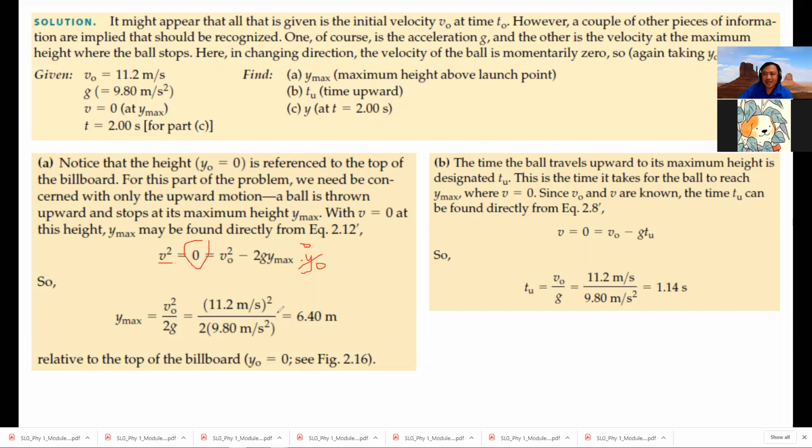And of course, you can cancel out units. So you're expected to have meters because you're asked about the maximum height. And it's 6.40 meters. Okay, so the height relative to the top of the billboard is 6.40 meters.